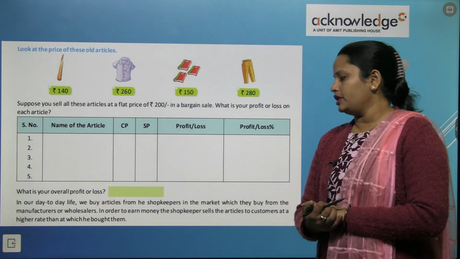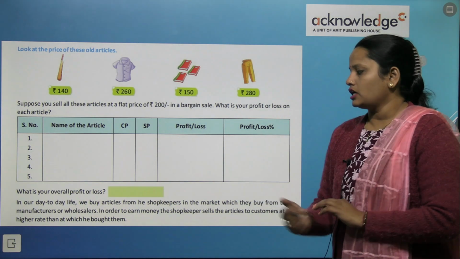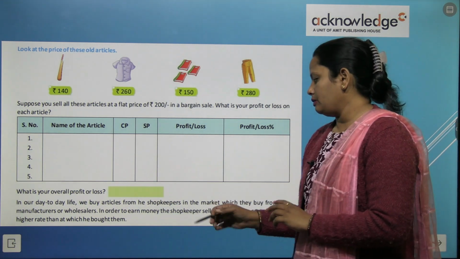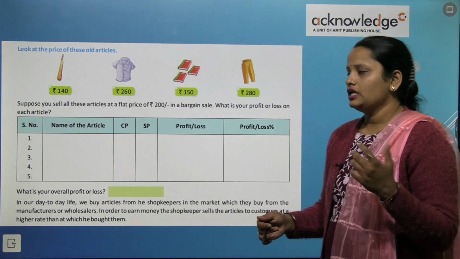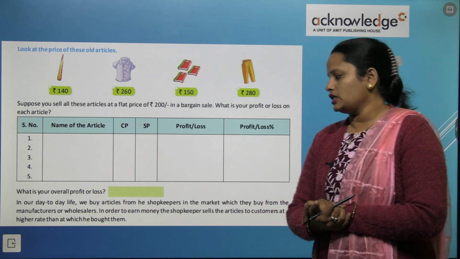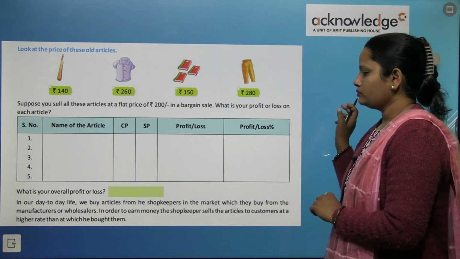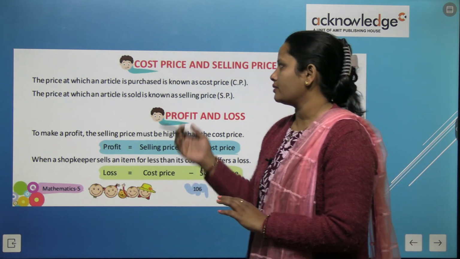In order to earn money, the shopkeeper sells the article to the customer at a higher price. अब उन्हें भी प्रॉफिट चाहिए तो उसके लिए क्या करते हैं, हम कस्टमर्स को वो थोड़ा सा प्राइस बढ़ा के और फिर प्रोडक्ट बेचते हैं. That is, higher than the price at which he bought them. जिस प्राइस में उसने खरीदा उससे ज्यादा अमाउंट पे वो बेचते हैं.